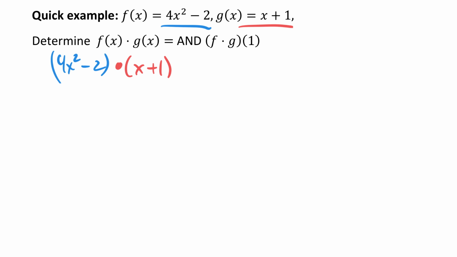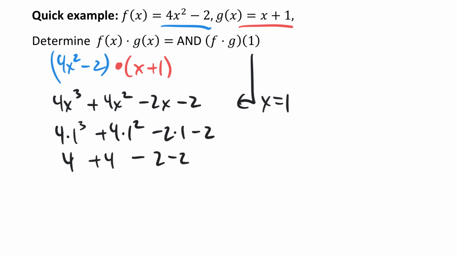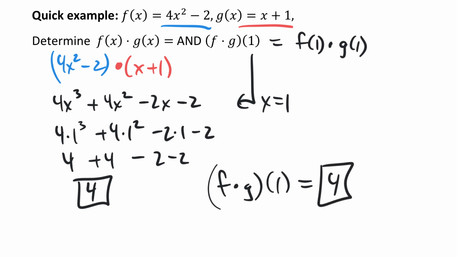Okay, so when we FOIL this out, we should get 4x cubed plus 4x squared minus 2x minus 2. And if we plug in here x equal to 1, we're going to get 4 times 1 cubed, 4 times 1 squared, 2 times 1 minus 2. So 4 plus 4 minus 2, that's going to give us 4. In other words, we could say f times g of 1, which is just another way of saying f of 1 times g of 1. This quantity equals 4.